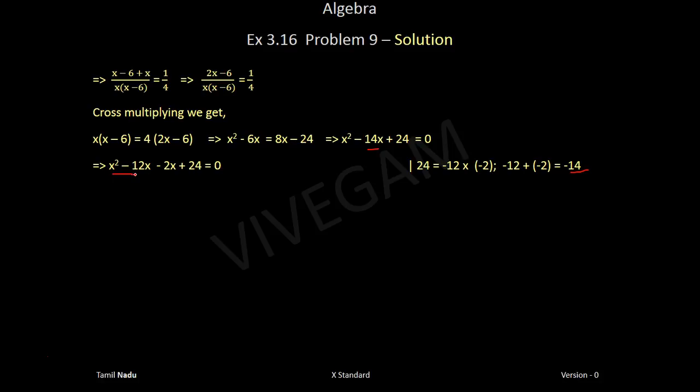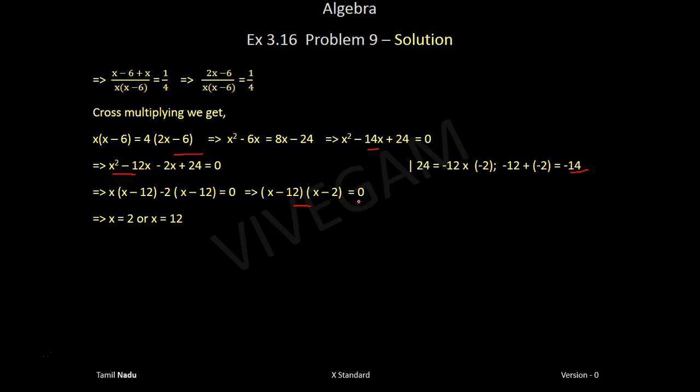Take x commonly out and take minus 2 commonly out. So x into x minus 12 and minus 2 into x minus 12. And now you see x minus 12 is common. So you can take x minus 12 into x minus 2 equal to 0. A product of two factors equal to 0, so either x minus 12 is 0, so you will get x equal to 12, or you will get x equal to 2.